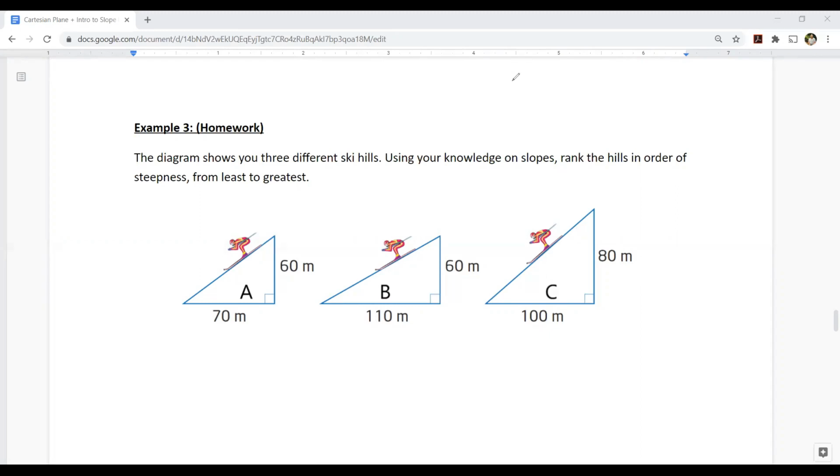Okay, so example 3, I actually left you guys for extra practice. And the diagram shows you 3 different ski hills. So ski hill A, B, and C. And using your knowledge on slopes, so you're going to be using the exact same equation. I want you to find the slope and then rank the hills in order of steepness from least to greatest.